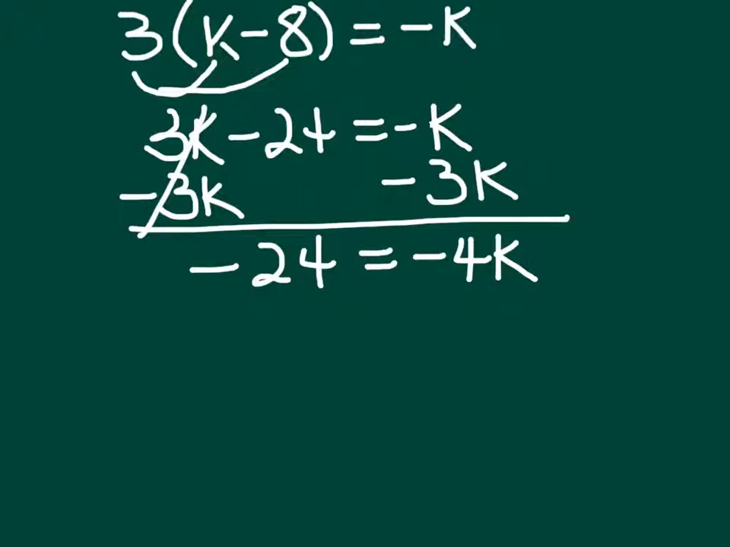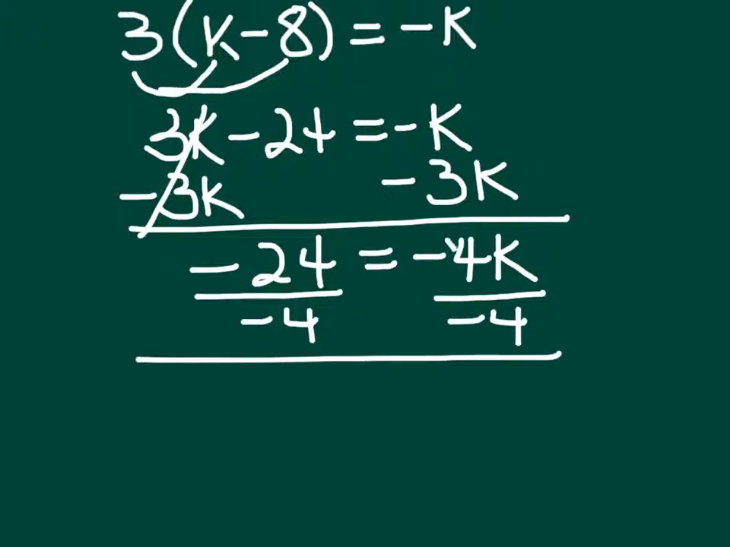Now, to get rid of the negative 4 that's in front of the k, we're going to divide by negative 4 because it's the opposite of multiplying. And that leaves us with k equals 6, because the negative 4's cancel each other out, because negative 4 divided by negative 4 gives you 1. And we don't put the 1 in front of the k because it's understood to be there. And negative 24 divided by negative 4, we have two negatives in the problem, so that means that the answer is going to be positive, and we get k equals 6.